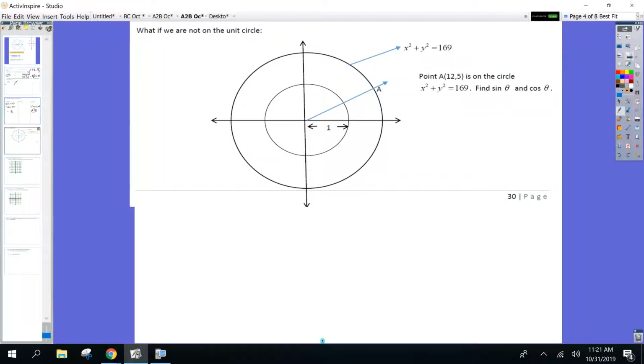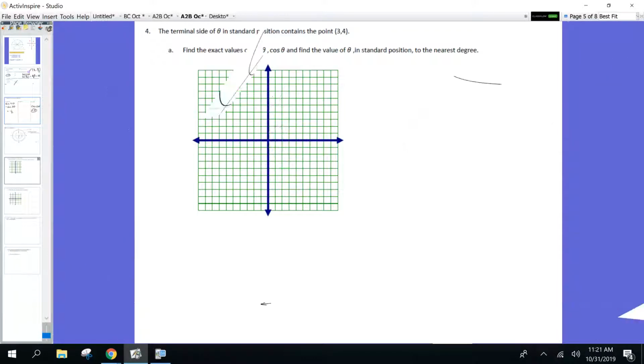Okay, I'm not concerned with this. Okay, let's go right to number 4. Now you're not on the unit circle anymore. You're not on the unit circle, unfortunately. Okay? I'll show you why that matters right now. So go ahead, find graph point 3, 4 on the graph. 3, 4.